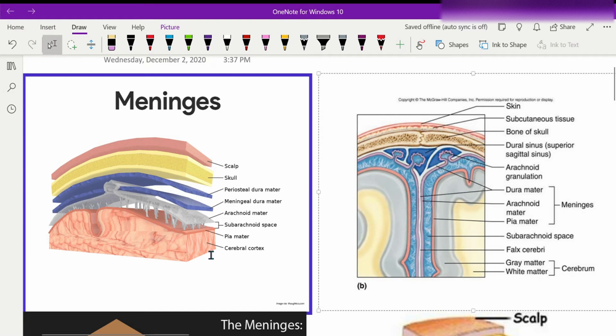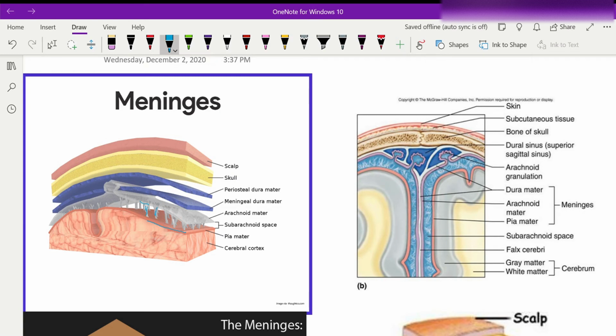The first layer that covers the brain is pia mater. Pia mater, this layer right here, is translated as soft matter, and it covers the gray and white matter of the brain. The next layer is arachnoid matter. It has these projections that extend into the pia mater.